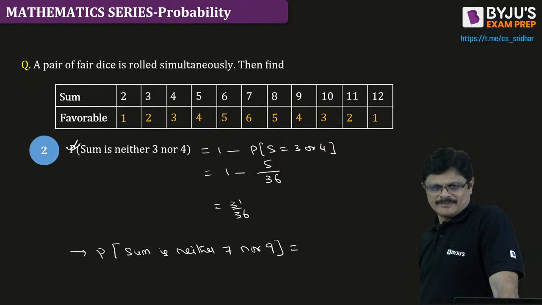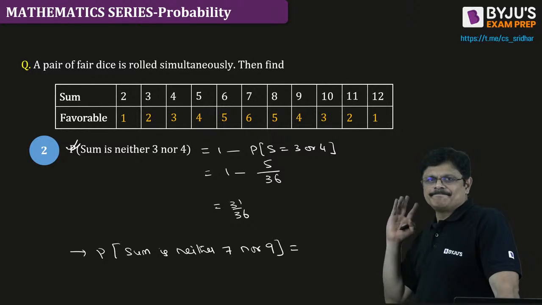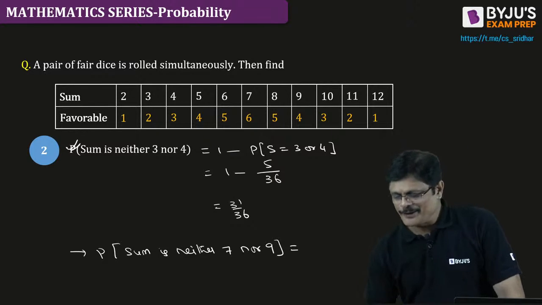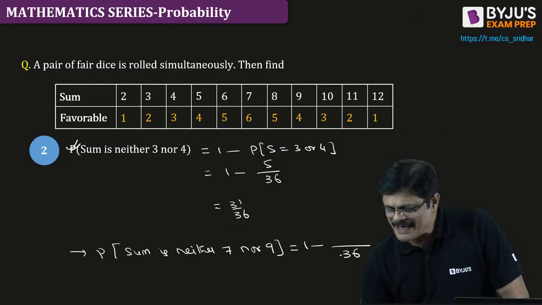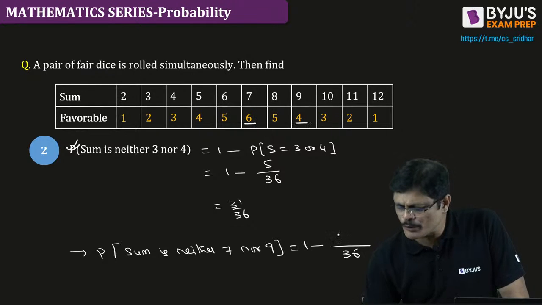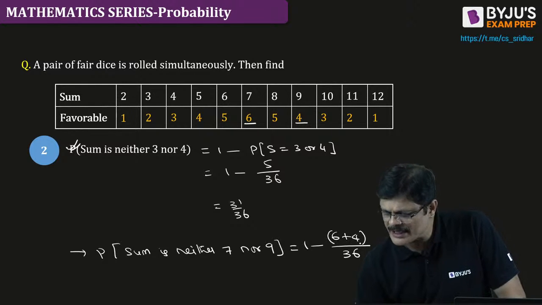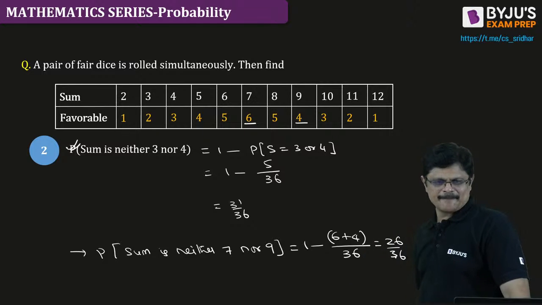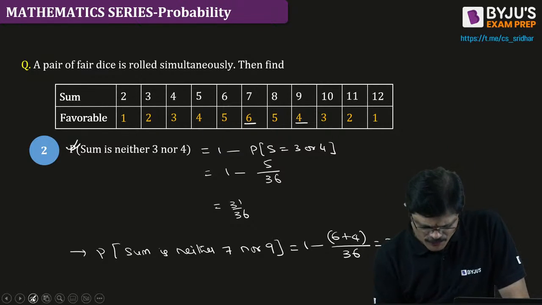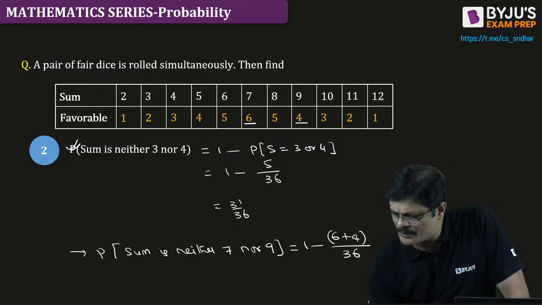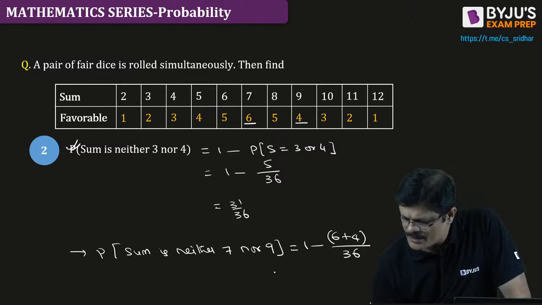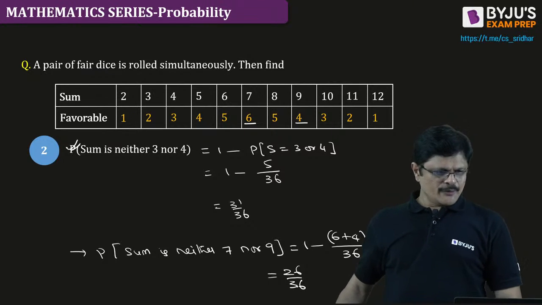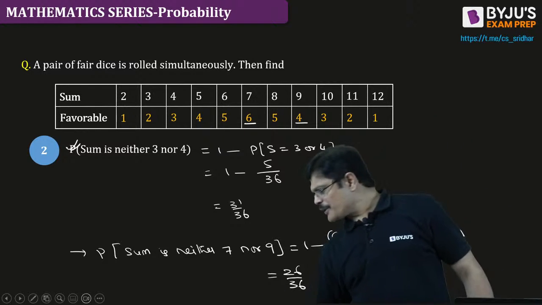Very good. 1 minus the probability of 7 or 9. 7 has 6 cases, 9 has 4 cases, 6 plus 4, which is nothing but 1 minus 10 by 36, which is 26 by 36, my dear friends. Super. Okay, I'll write it down here so that I will not cover your solutions. 26 upon 36. Standard ones. Very, very cool, sir. You are doing very well.